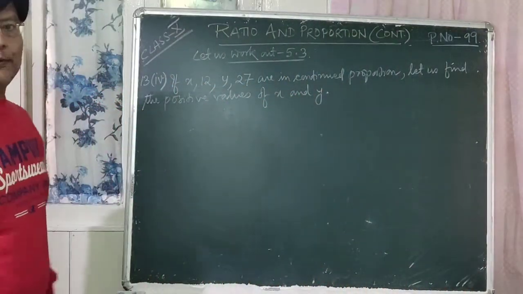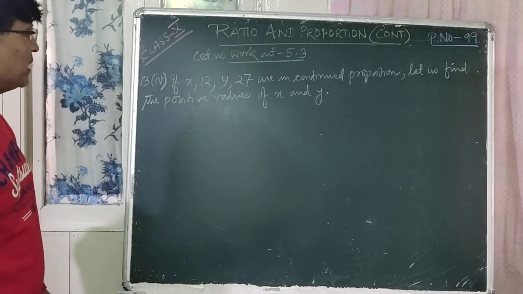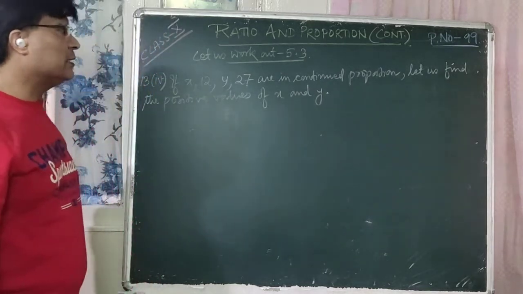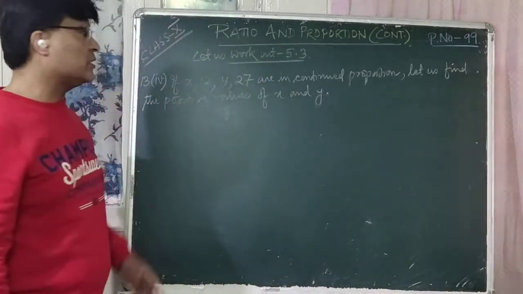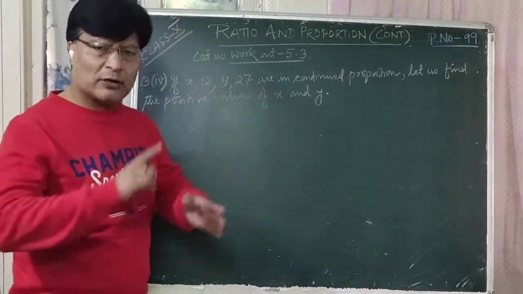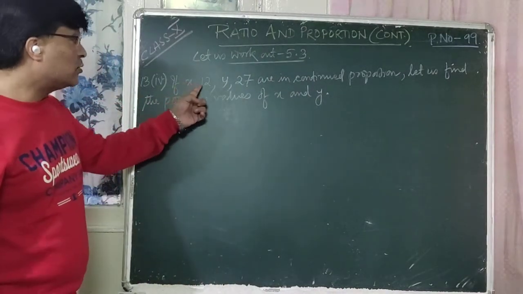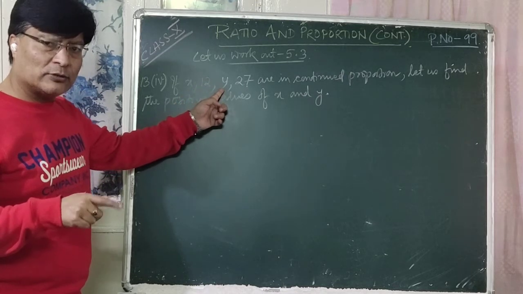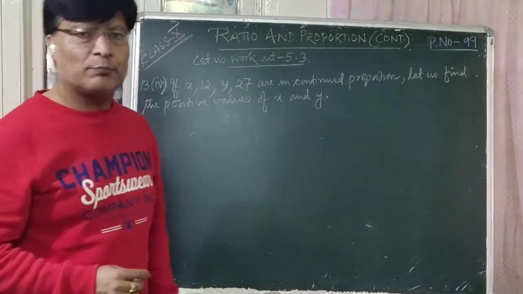Now we will do the next question, that is 30 number 4. It is given that if x, 12, y, 27 are in continued proportion, let us find the positive values of x and y. It is given that these 4 numbers are in continued proportion. Continued proportion means x is to 12 is equal to 12 is repeated, 12 is to y is equal to, again y is repeated, y is to 27. So this is your continued proportion.